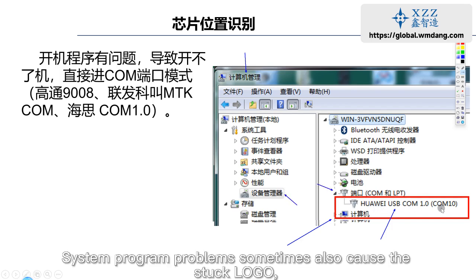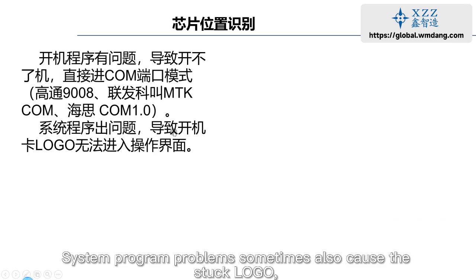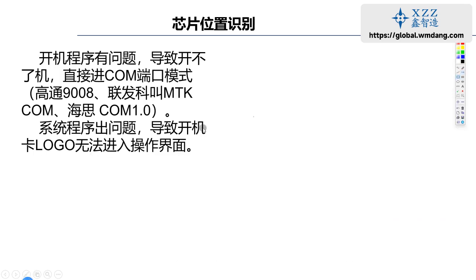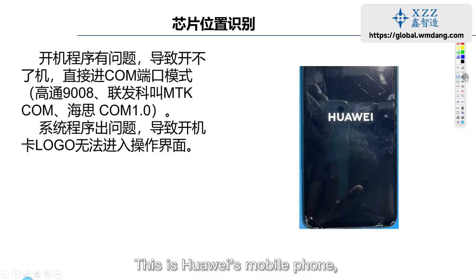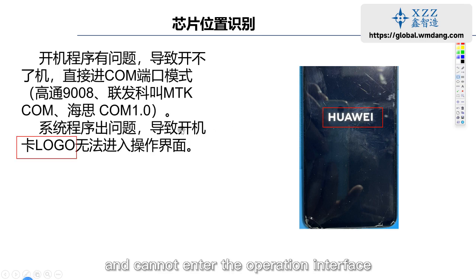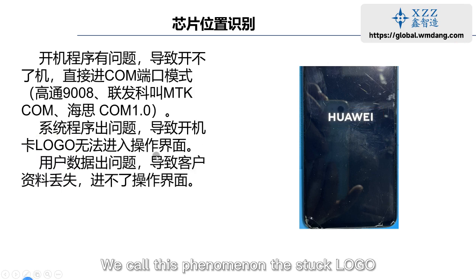System program problems sometimes also cause the stock logo, unable to enter the operation interface. Let's take a look at what stock logo is. This is Huawei's mobile phone. Then it stays on the Huawei logo when it is turned on and cannot enter the operation interface. We call this phenomenon the stock logo.